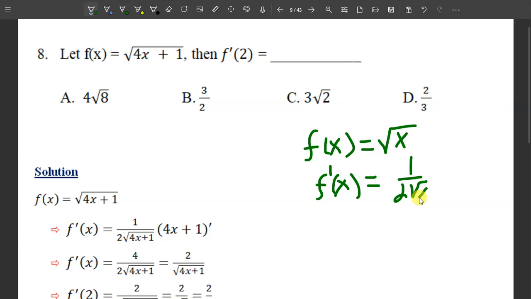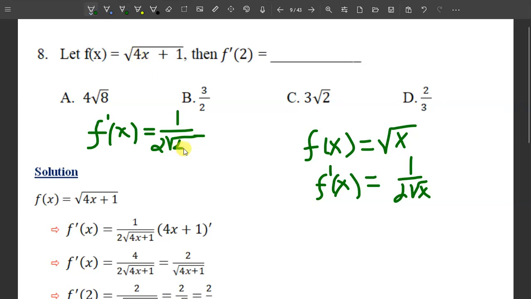Now, let us come back to our original question. The first thing we have to do is derivate the radical. F prime of x becomes: first derivate the radical, which is exactly equal to 1 over 2 times the square root of, irrespective of what is under the square root, write it down as it is.